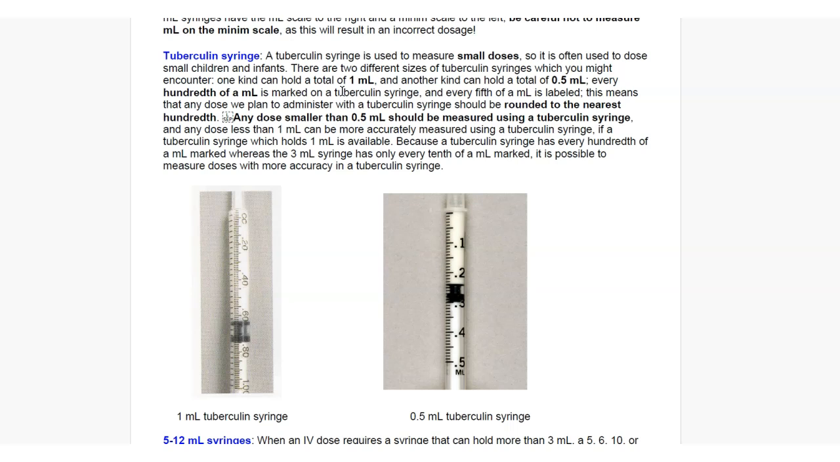Tuberculin syringe. A tuberculin syringe is used to measure small doses, so it is often used to dose small children and infants. There are 2 different sizes of tuberculin syringes which you might encounter. One kind can hold a total of 1 ml and the other kind can hold a total of 0.5 ml. It's labeled for every 100th of a ml. And usually you use these syringes for dosages or amounts of medication that are less than 1 ml.